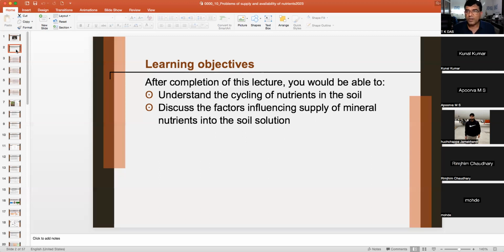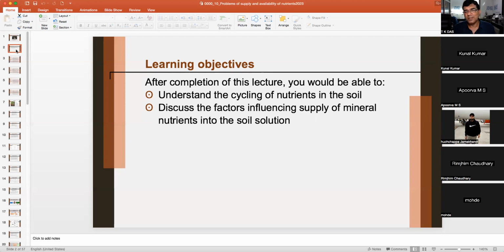The other important loss mechanism is by plant uptake. Of course, we need it for plant growth, we know it, but eventually the soils are losing the nutrients by plant uptake also. So these are the outputs of the nutrients. And then inputs, what are the inputs of nutrients? How can they come back to the soil?